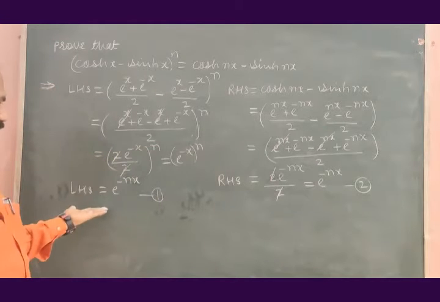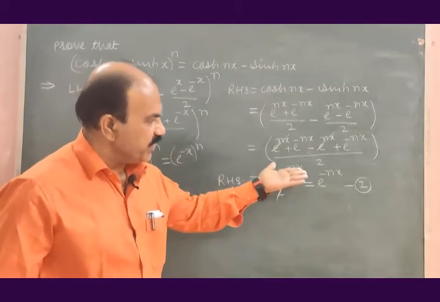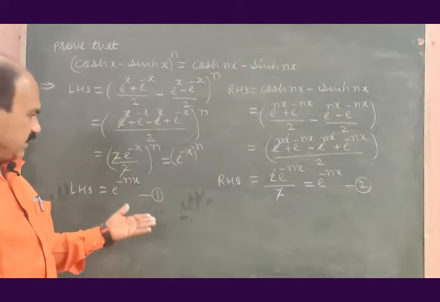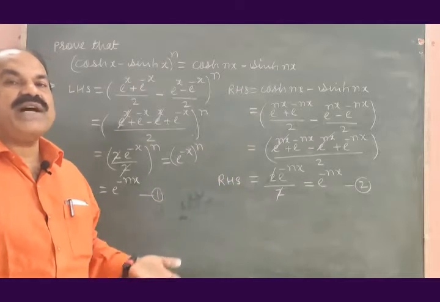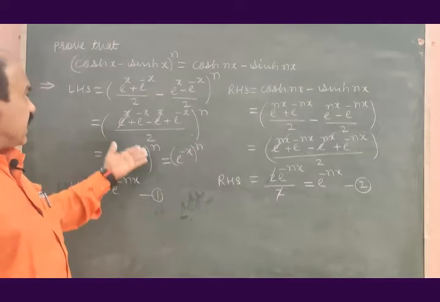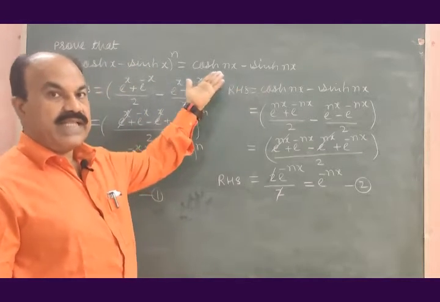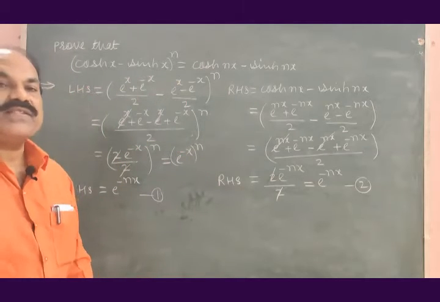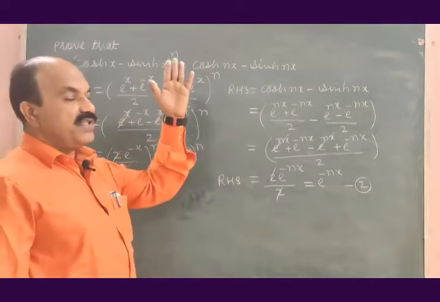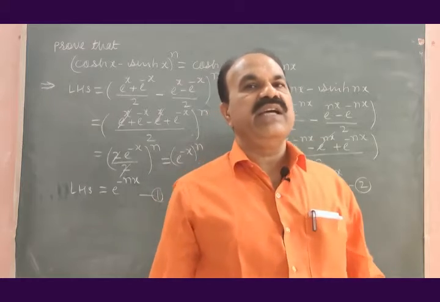The same thing. LHS is equal to e to the power minus nx. RHS is equal to e to the power minus nx. Equation 1 and equation 2 are same. It gives the same value. It means that cos hyperbolic x minus sin hyperbolic x, bracket to the power n, is equal to cos hyperbolic nx minus sin hyperbolic nx.